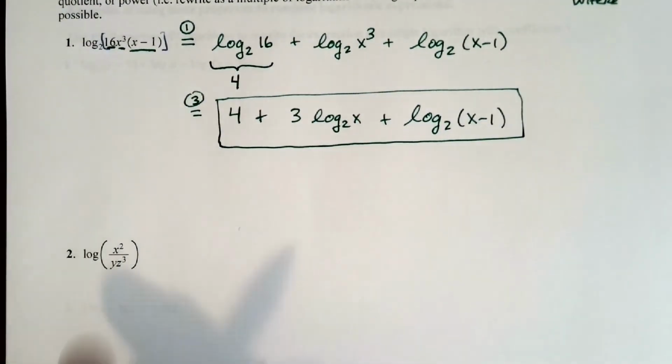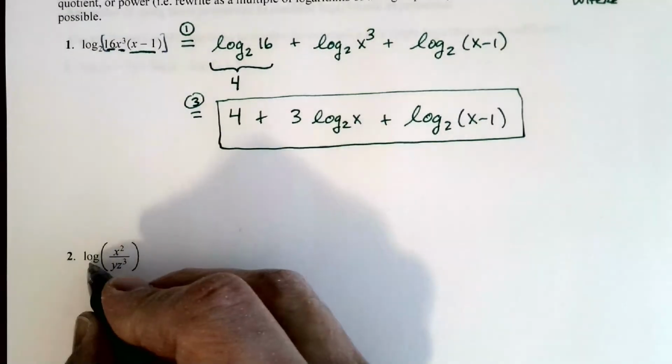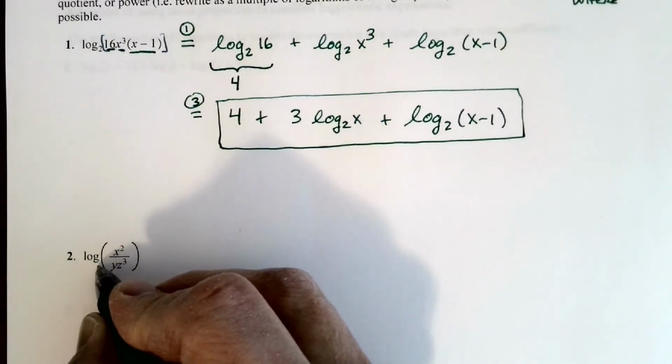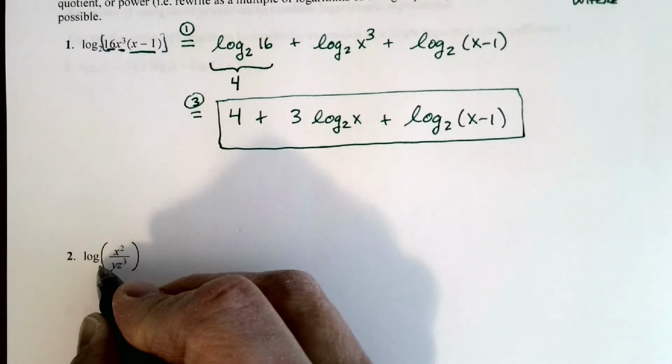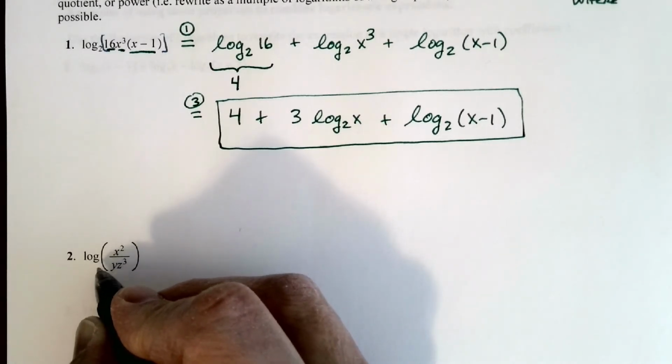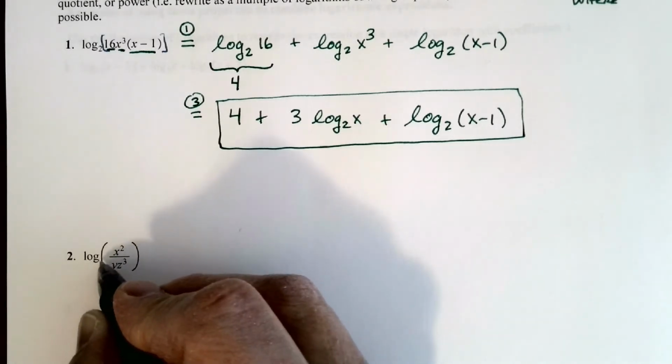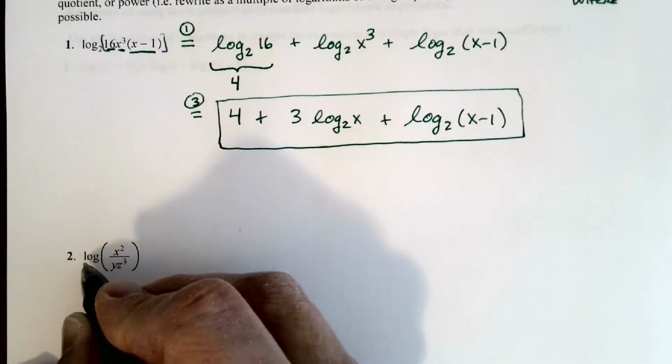Take a look at this one. All right. Here I have log, whoa, what's the base? There's no base there. What's going on? Log what? I hope you realize that's base 10. This is the common logarithm. If there's no base written, it's always base 10.